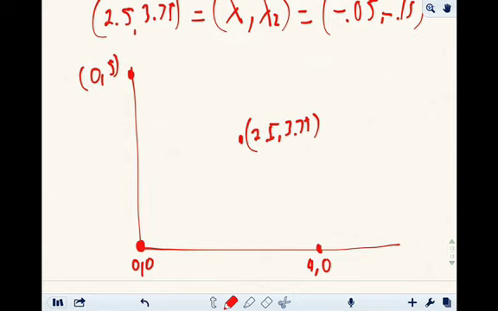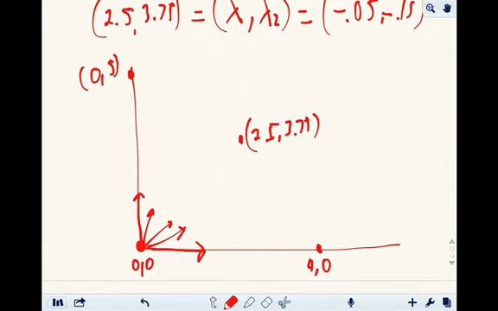At the origin, if we only have species X, it grows exponentially. Species Y also grows exponentially. Both eigenvalues are positive, so anywhere from here, it's going to grow exponentially away from the origin.